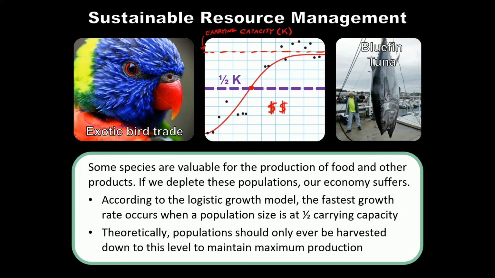Now, as always when I discuss ecology, whether or not this is something ethical to do is an entirely different conversation, but the reality is that we do pull these organisms out of the environment, and we often do it at a faster rate than they can replace themselves, which is called over-harvesting. We dealt with that in another video. So sustainable resource management is at least a better approach to this kind of exploitation.